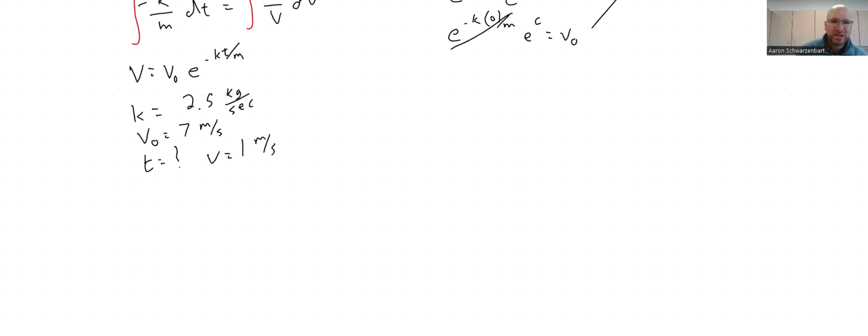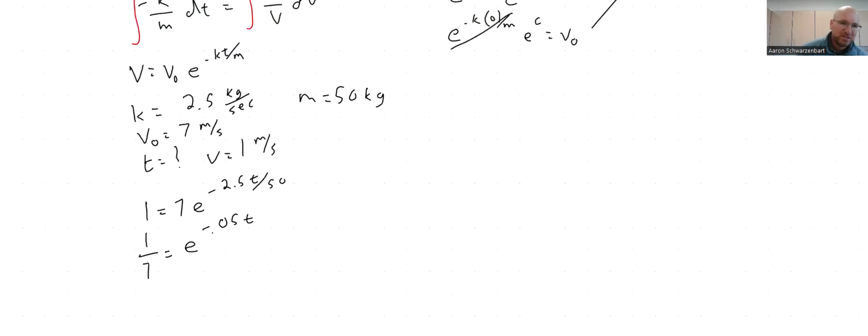Pretty simple. I'm just going to plug in, use my equation. Oh, it also did tell me the mass. This is a 50 kilogram skater. I need that. I'll divide both sides by 7 and get 1/7. 2.5 over 50 is negative 0.05 t.